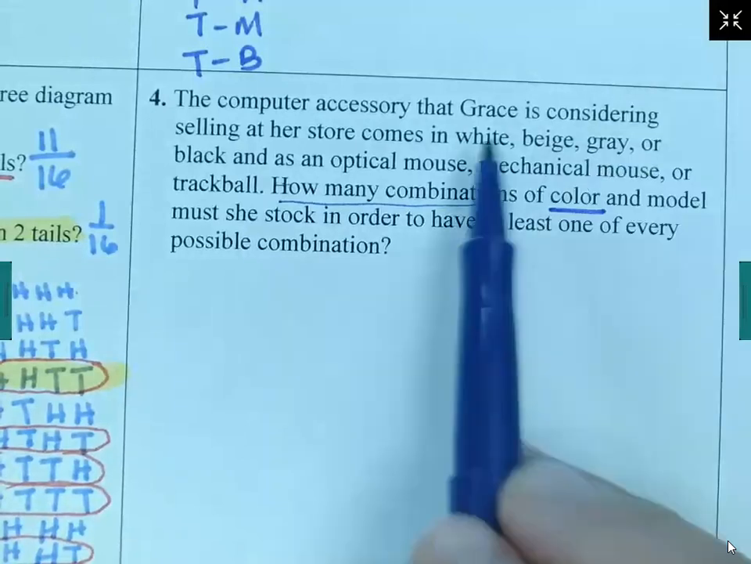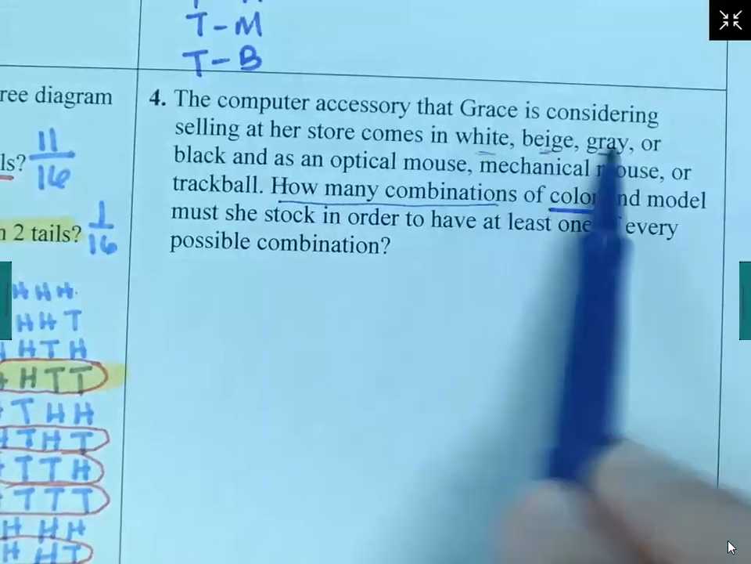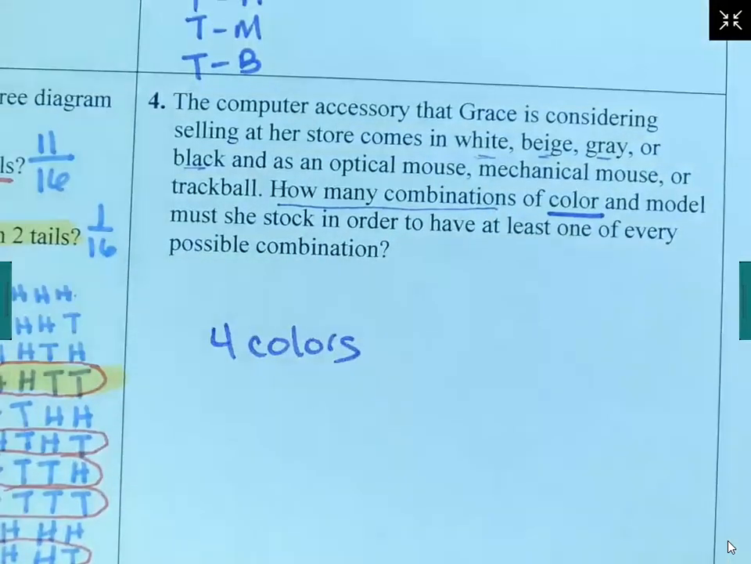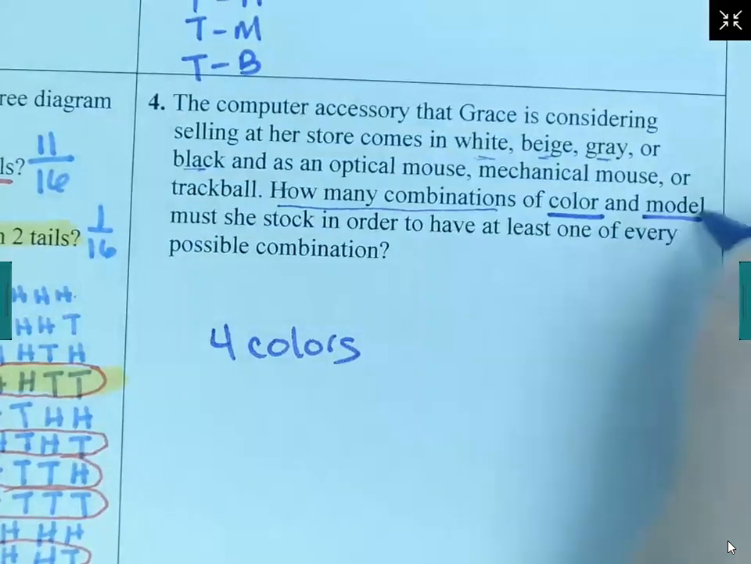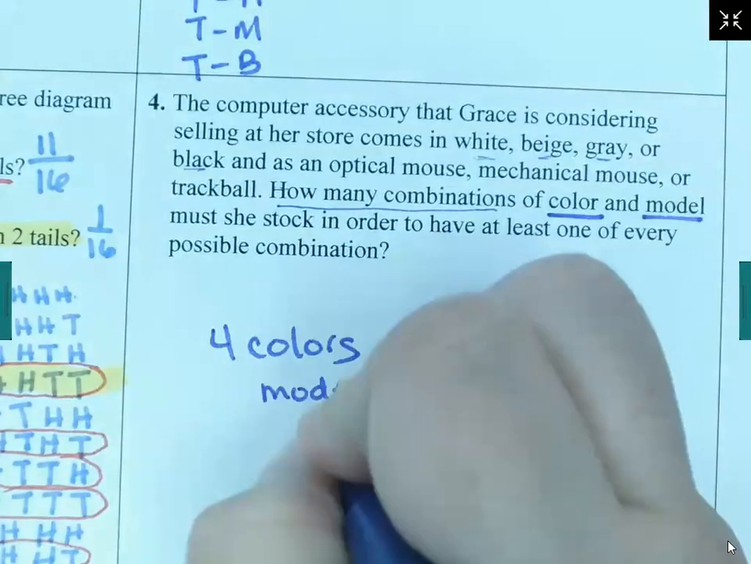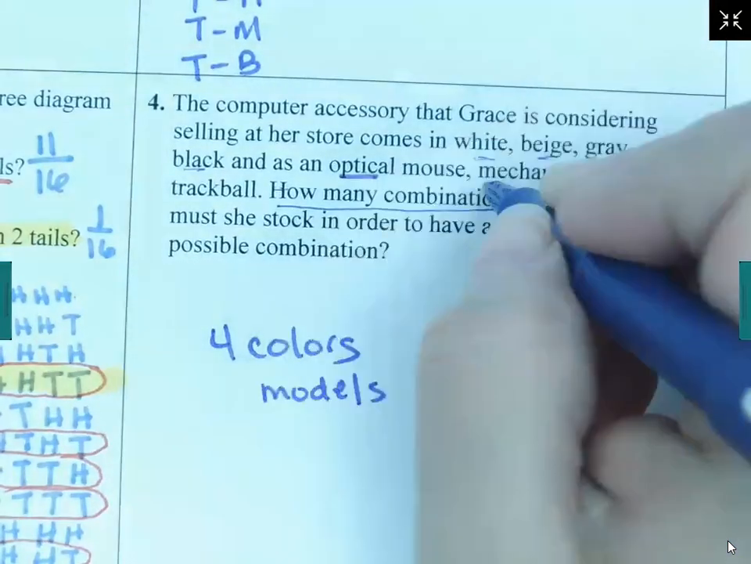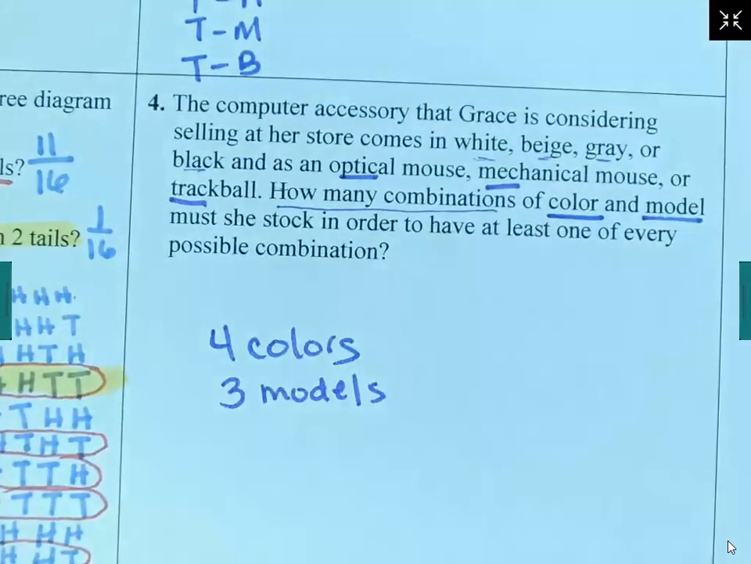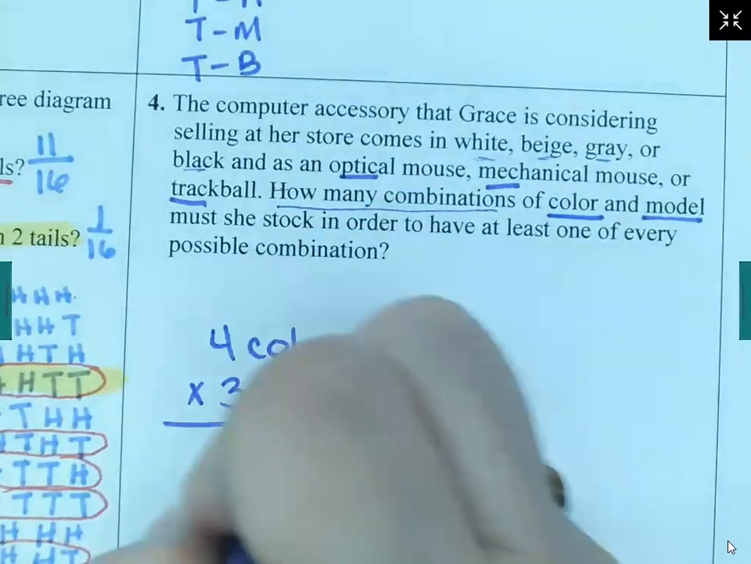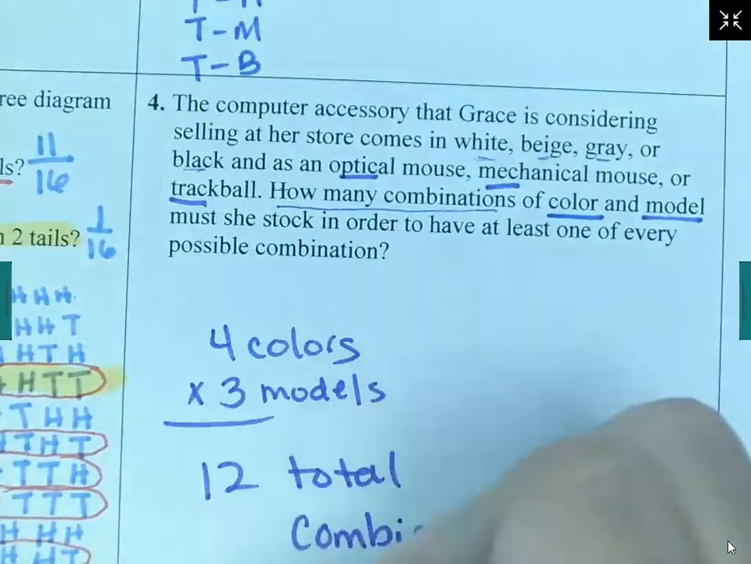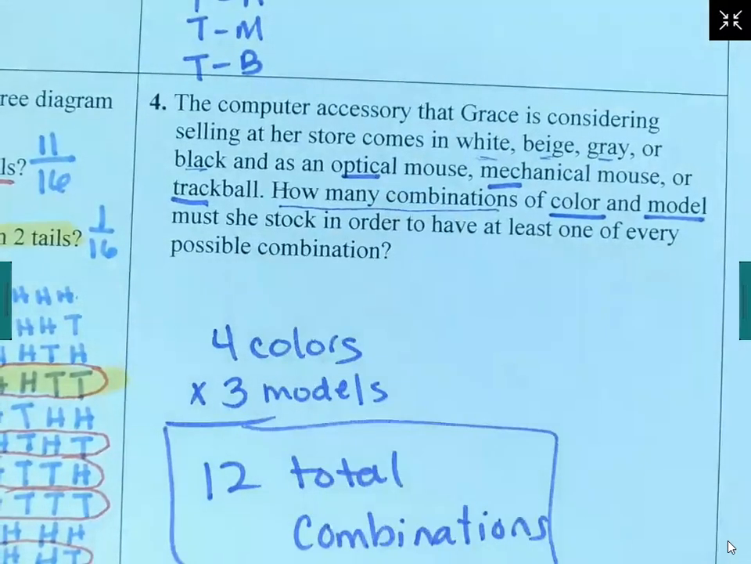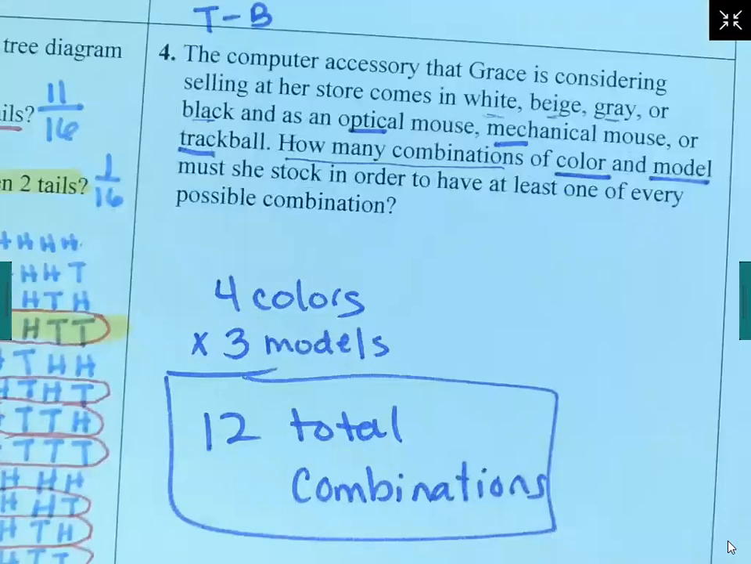And there's color. How many colors were there? 4. 1, 2, 3, 4 colors. Write that down, please. And then it says and model. So how many models? 3, because we had optical, mechanical, trackball. So that's 3. What do we do with those to figure out how many combinations? And 4 times 3 makes 12 total combinations. Question.